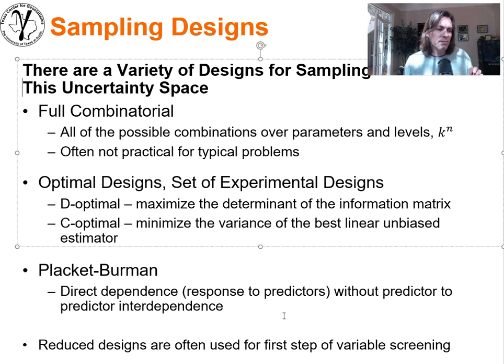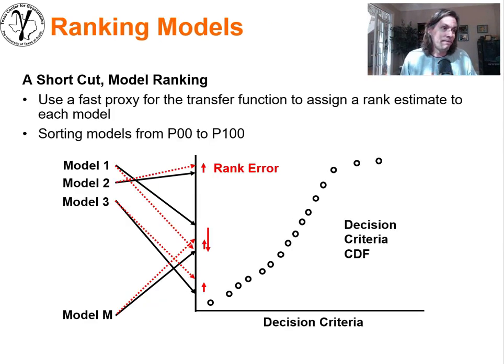So these reduced designs are often used as the first step for screening. We might go to full combinatorial after we screen down to few enough variables that we can actually model the full combinatorial. We will be tempted at every step to do what's known as ranking. Ranking is alluring. It's a great idea.